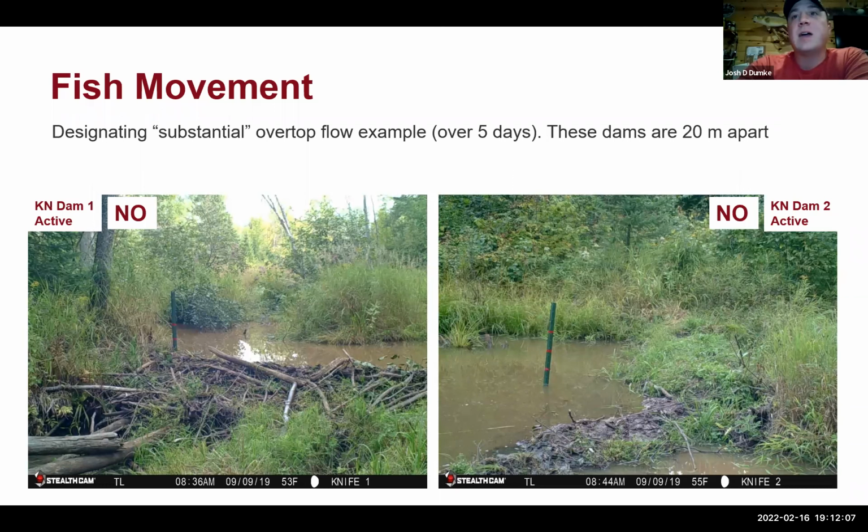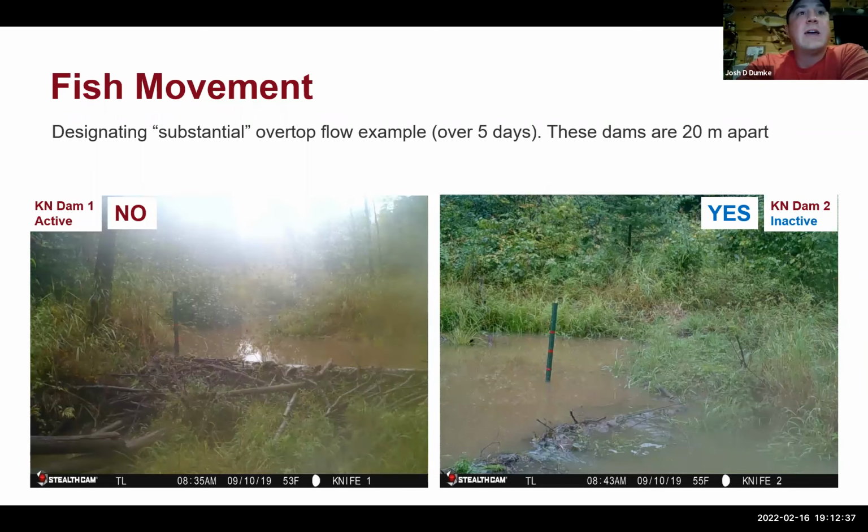At this time, both dams are active. The beavers are actively maintaining them. So they are actually packed with mud and water barely flows over them somewhere, usually from the top somewhere. It's seeping over very, very like a trickle. The dams are not experiencing overtopping flow at this time. That's why there's a big no there on both images. All right, next.